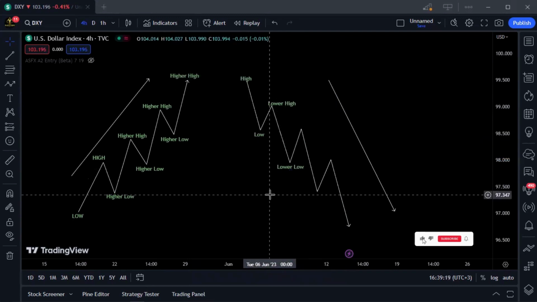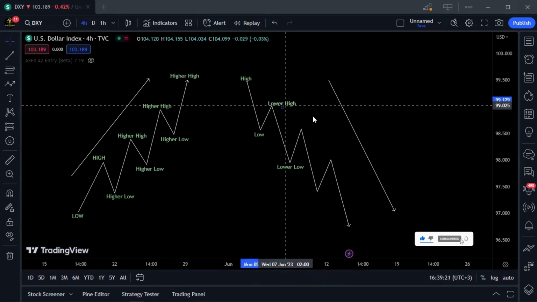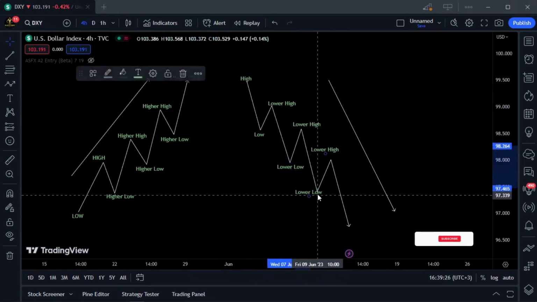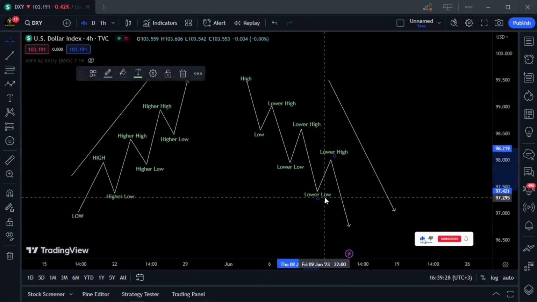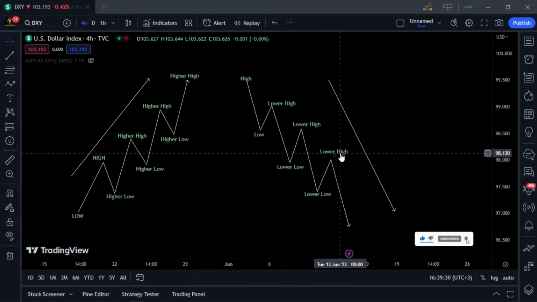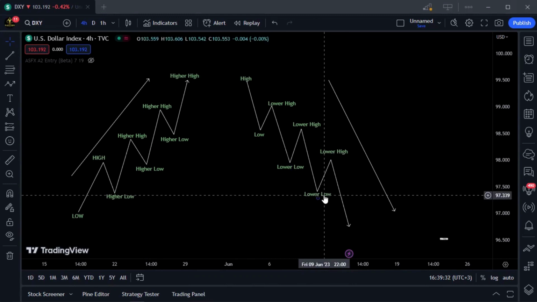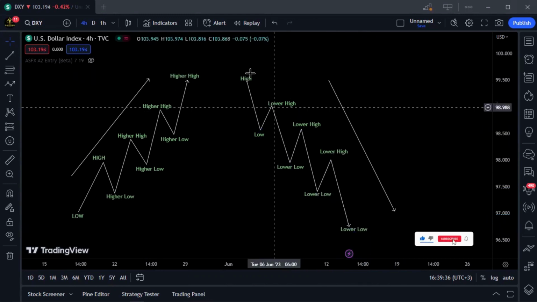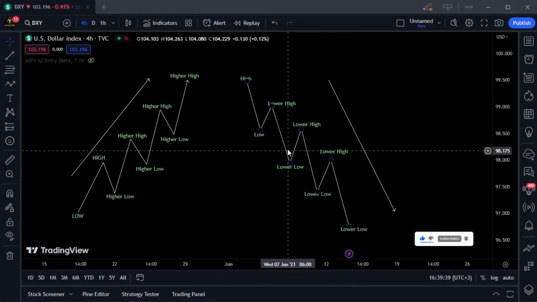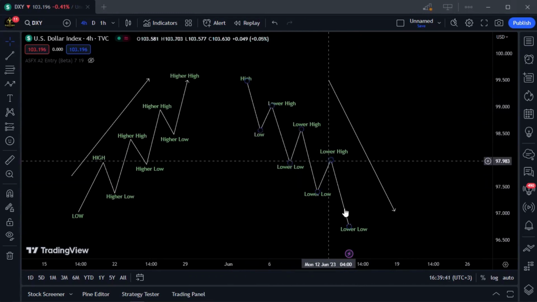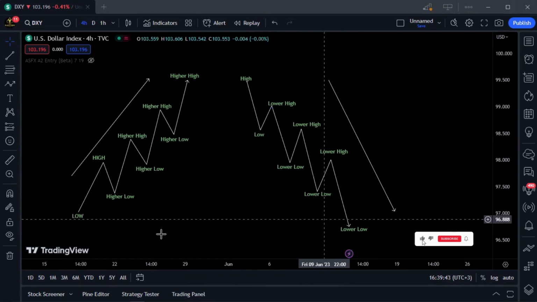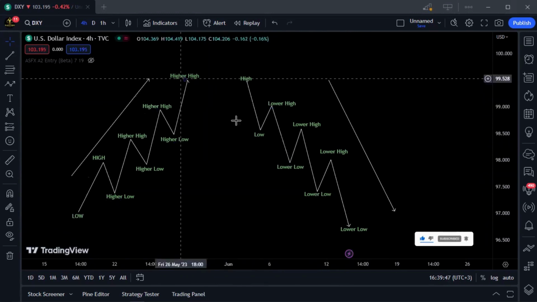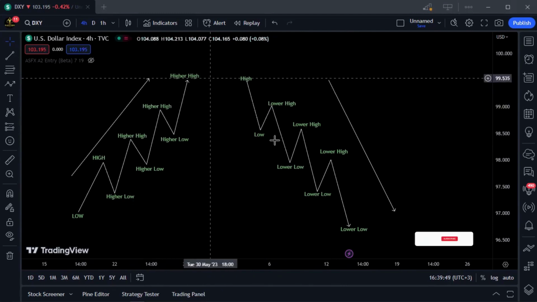Now, after that, prices again created a lower high, and then prices created a lower low, and then a lower high, and then after that again prices created a lower low. So you can see in a trend like this, prices are creating lower lows and lower highs. That means prices are going lower, whereas in an uptrend prices are going higher. So that's the main difference between an uptrend and a downtrend.